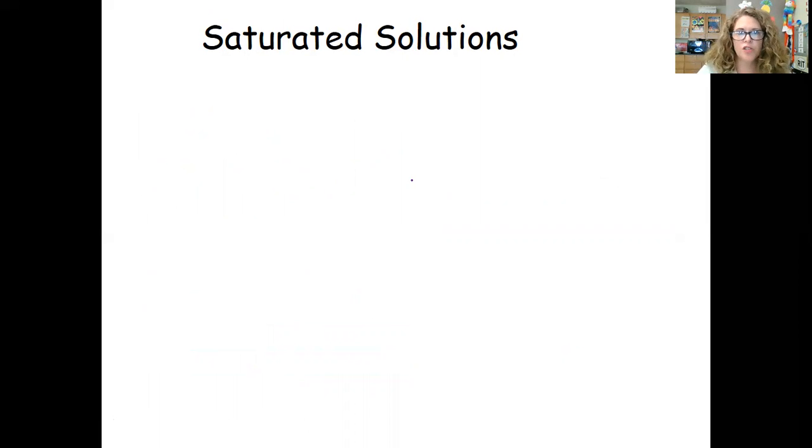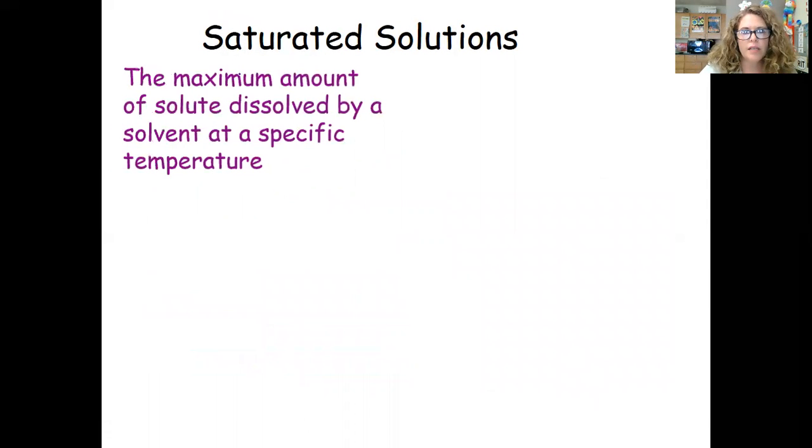All right, so what is a saturated solution? When you think of the word saturated, something should come to mind, because I'm sure you've heard this term before in some area. Saturated means the maximum amount of solute that can be dissolved in a solvent at a specific temperature. So basically, the maximum amount is going to make this solution full. I like to think of the word saturated as meaning full. No more will dissolve other than that amount at that specific temperature.